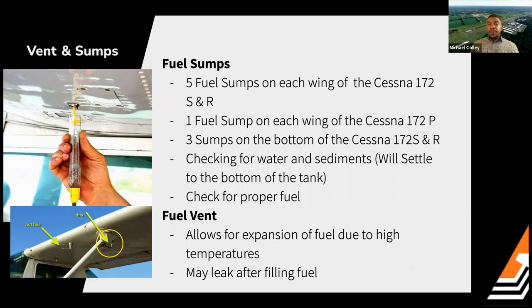Then we have the fuel vent that sits off the wing there. We'll have a bigger picture in the next slide, but the reason for the fuel vent is to help exhaust the fuel when it expands. It sits atop the tank, so that when the fuel does expand and go over the boundary, it will leak out of the fuel vent. You're going to see this a lot as the weather starts warming up and the liquid in the tank starts overfilling. You'll see it leak out of the aircraft after filling it.